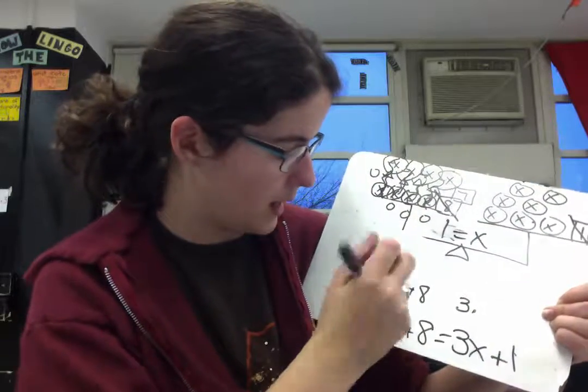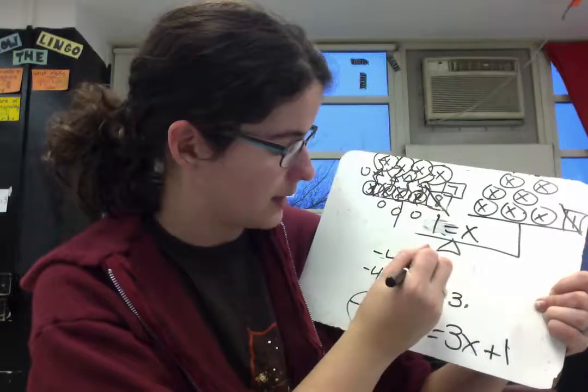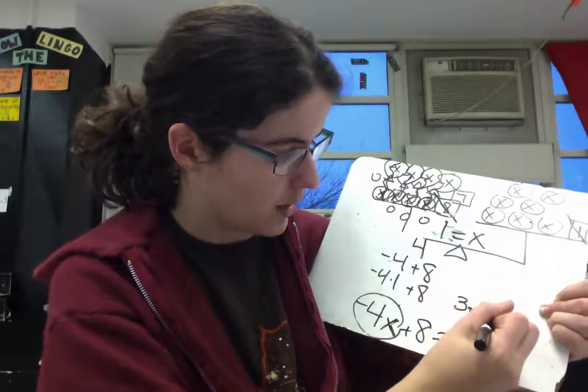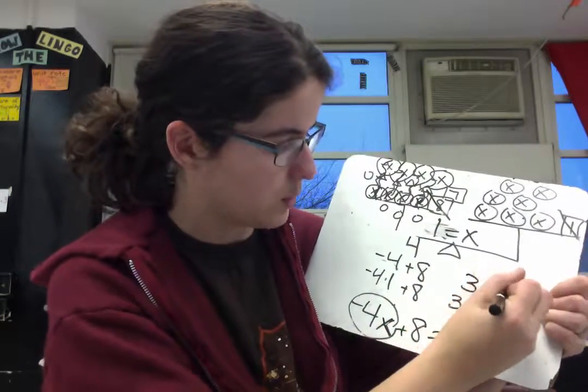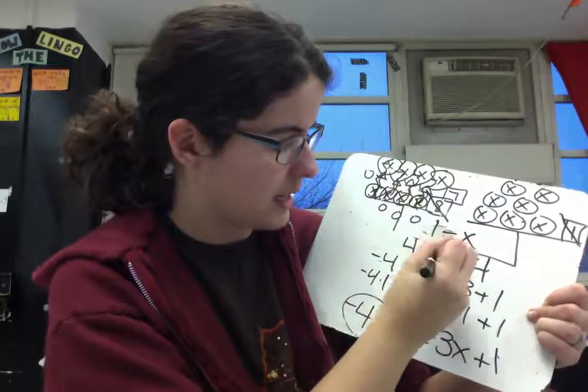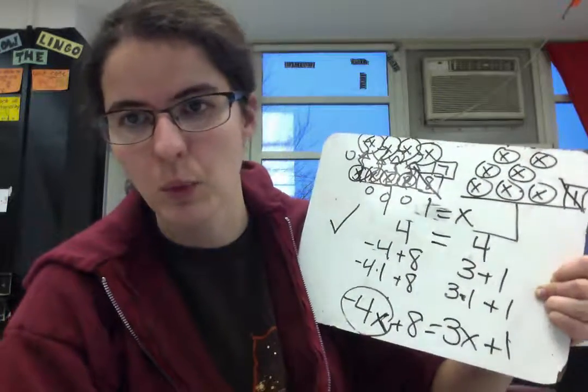Okay, so I'm going to plug 1 in here. Negative 4 times 1 plus 8. That would be negative 4 plus 8, which would be 4. 3 times 1 plus 1 would be 3 plus 1, also would be 4. Those are, in fact, equal, which checks out. So x equals 1 works for this.